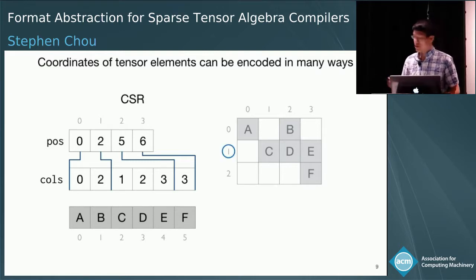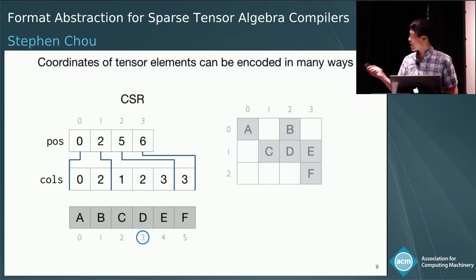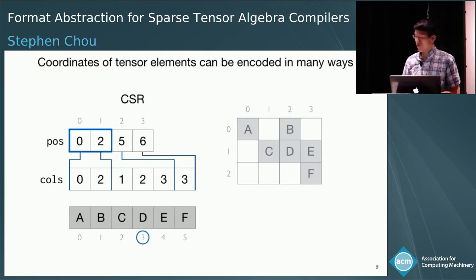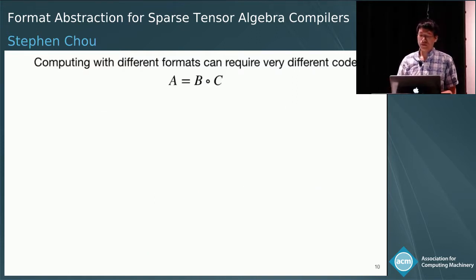And this means we can, for instance, get all the elements of row 1 very efficiently by just querying the pos array. But the drawback with this format, though, is that now given any arbitrary element, finding out which row it belongs to can be very inefficient as it requires scanning over the pos array. And furthermore, neither this format nor the coordinate format that we saw earlier supports efficient random access. And so to efficiently compute even the same operation with all these different formats, we need very different code.